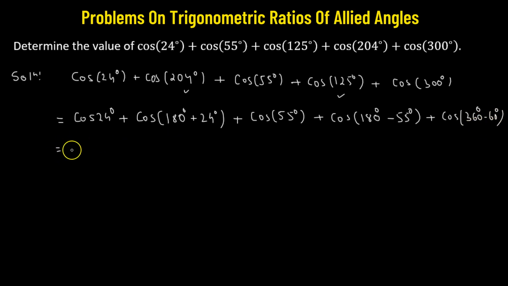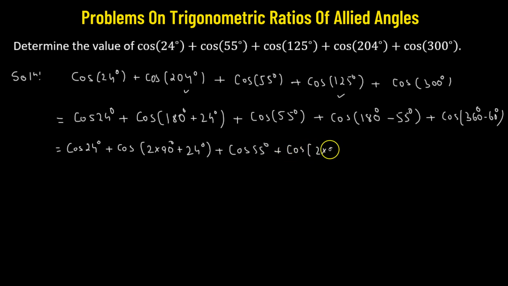Fine. Now we have cosine of 24 degrees. Then we have cosine of, so 180 will be 2 times 90 degrees plus 24 degrees. Plus cosine of 55 degrees. Then we have cosine of 180 minus 55, so that's 2 times 90 degrees minus 55. Plus cosine of 360 will be 4 times 90 degrees minus 60 degrees. Fine. That gives us cosine of 24 degrees.